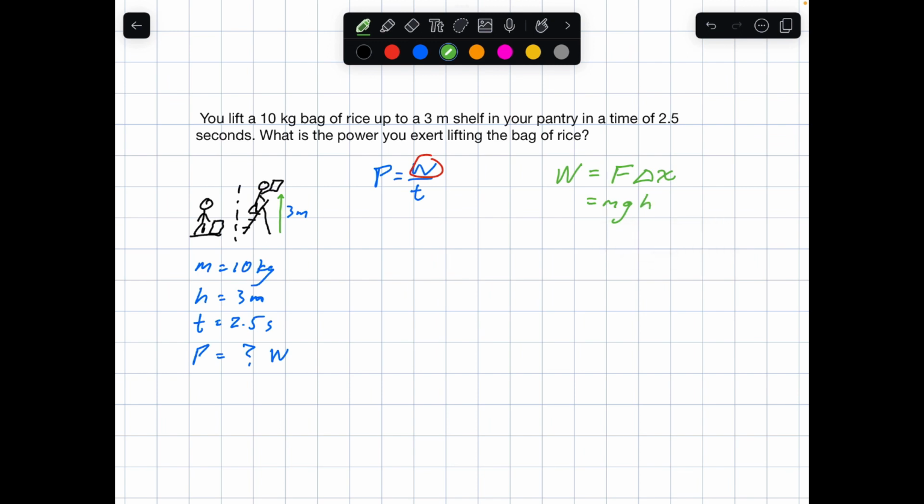Notice this is also the formula for gravitational potential energy, because what are you doing? You're adding to the gravitational potential energy of the system. So the work you do is the same as the change in the gravitational potential energy of the system.